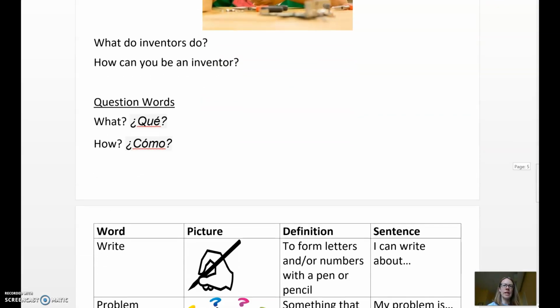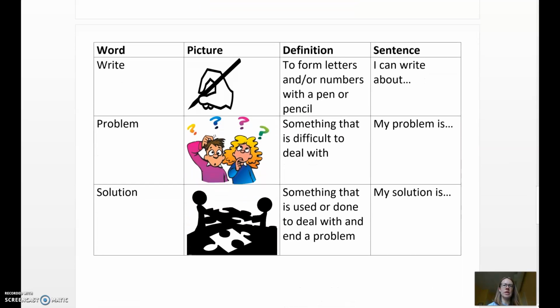Okay, let's look at some new vocabulary words for today. The first word is write. You say it. Write. Write means to form letters and or numbers with a pen or pencil. Think of a sentence for the word write. I could say, I can write about my family. Now you say a sentence using this.